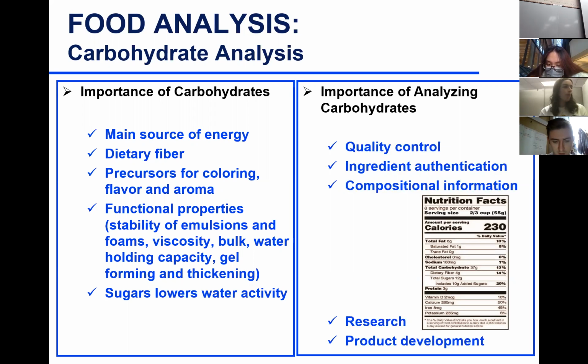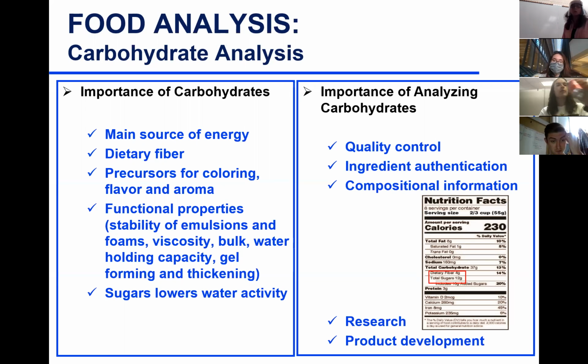That's one example. Ingredient authentication. So do we have lactose in our milk, or do we have another source of sugar in our milk? Do we have natural sugar, like in honey? Do you have sucrose in honey, or do you have fructose and glucose? Is it synthetic honey? Is it real honey? So ingredient authentication is another importance. And then the compositional analysis specifically for dietary fiber and total sugars, and research and product development.